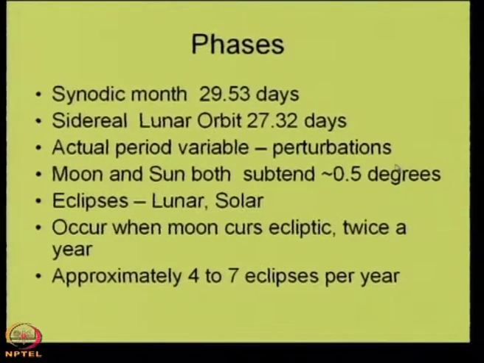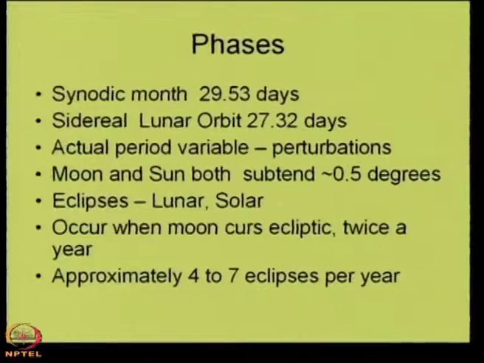The time period for this to happen is not exactly the orbital time period. The time period for this to happen is called a synodic month. The month is actually decided by one lunar cycle, and this is called a synodic month. It is 29.53 days. So, it is slightly larger than the orbital period of the moon, the sidereal orbital period.